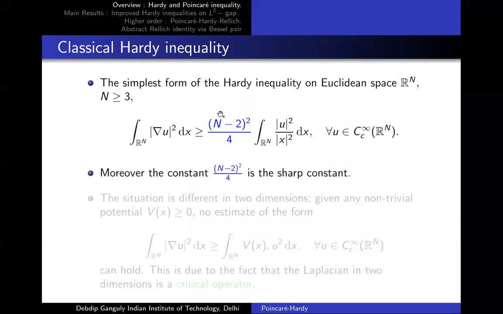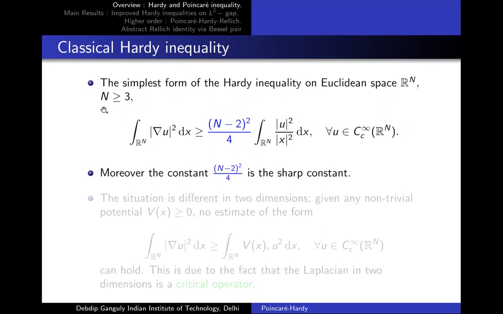Moreover, this constant is sharp. That means if you replace it with another constant c which is greater than (n minus 2) squared over 4, this inequality does not hold. So this is the best possible or the sharp constant. In the literature, it is also known as the Hardy constant.